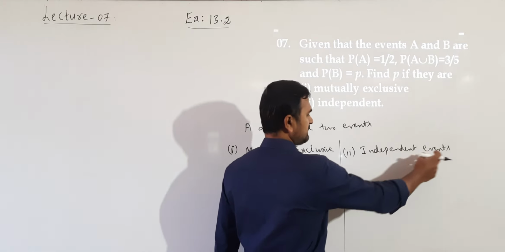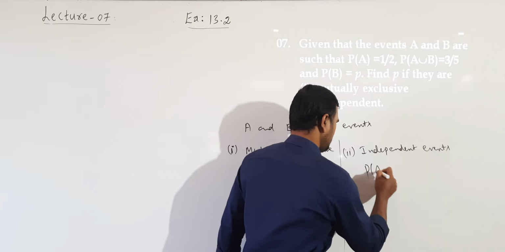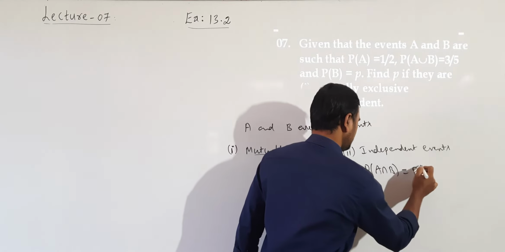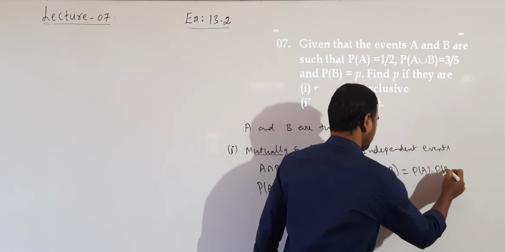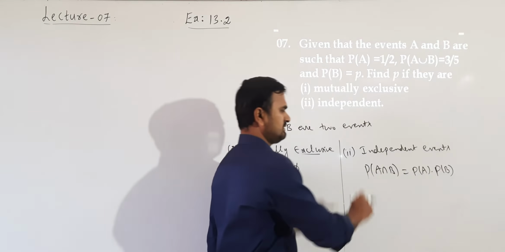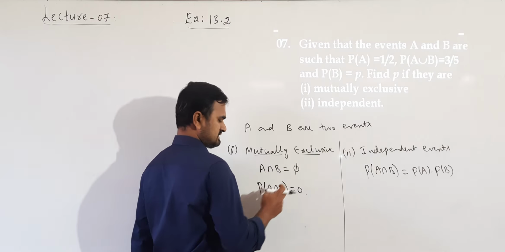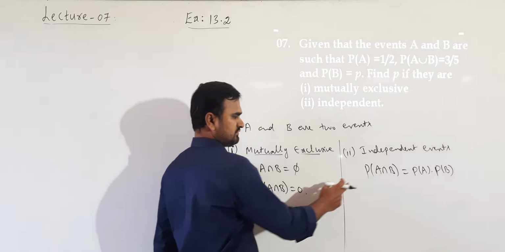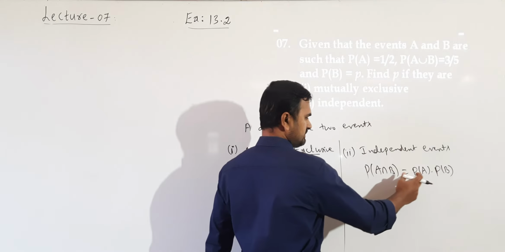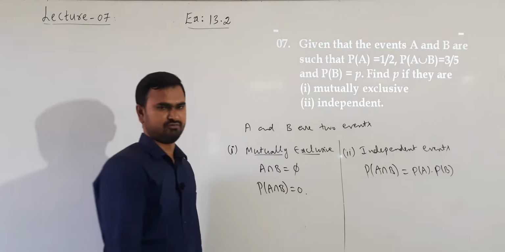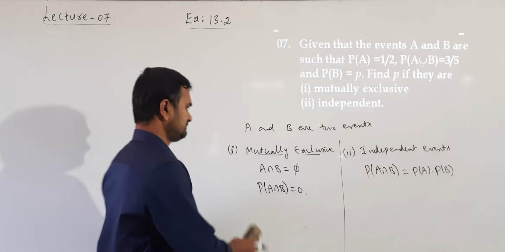What is the condition for independent events? P of A intersection B is equal to P of A into P of B. This is the condition for independent events. For mutually exclusive events, P of A intersection B should be 0, whereas for independent events P of A intersection B is P of A into P of B. Understand that they are not the same, they are different. Under these two conditions we have to find the value of p.